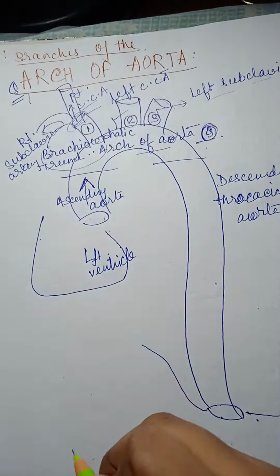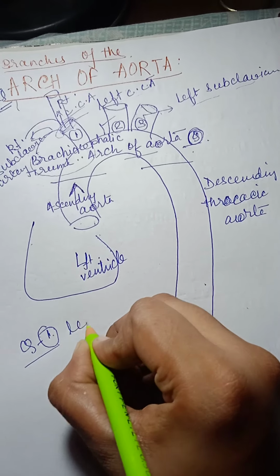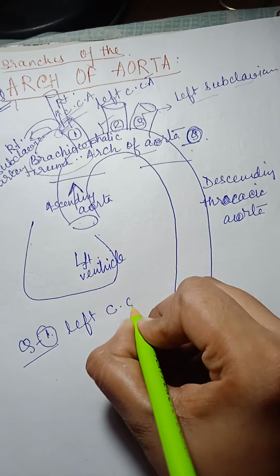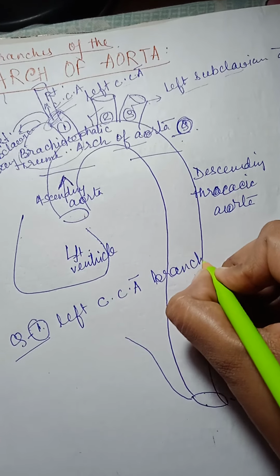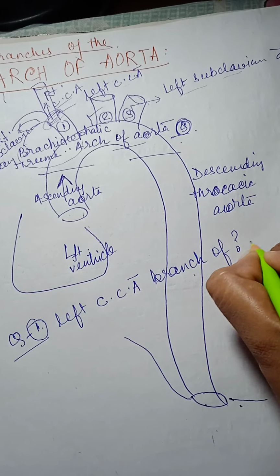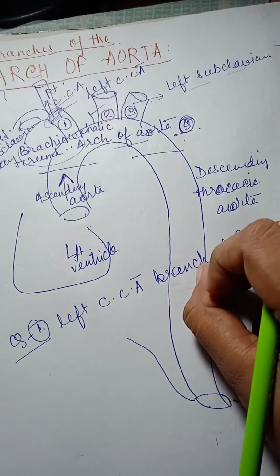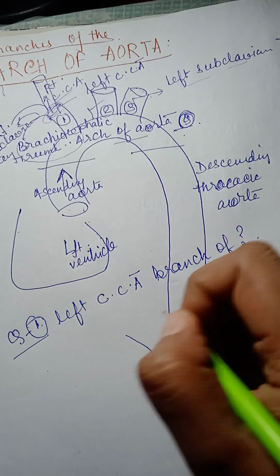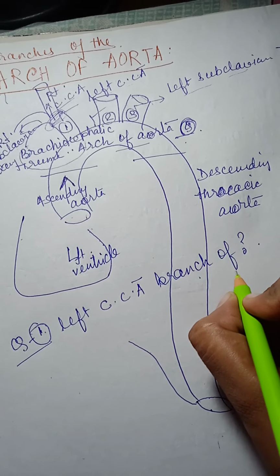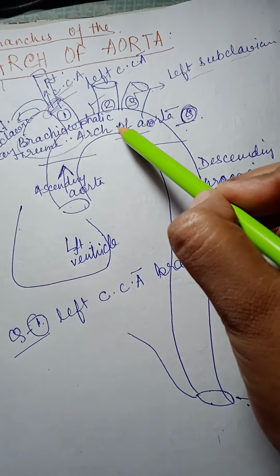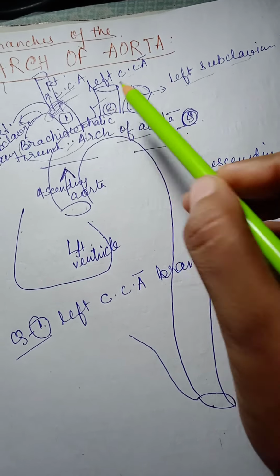The first question that may be asked to you is: left subclavian artery is a branch of dash. This may be asked in a viva also for first professional year students, and this may be asked in your MCQs also. Left subclavian artery is a branch of dash. The answer will be arch of aorta. As you can see, the left subclavian artery is arising from the arch of aorta.